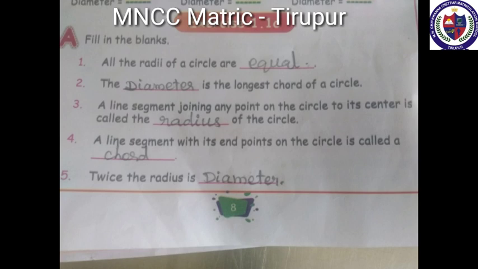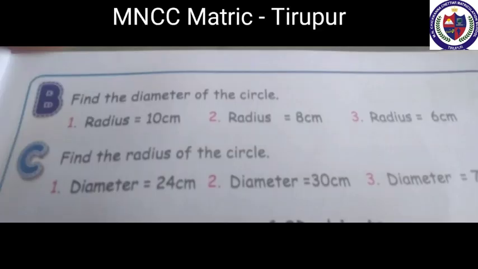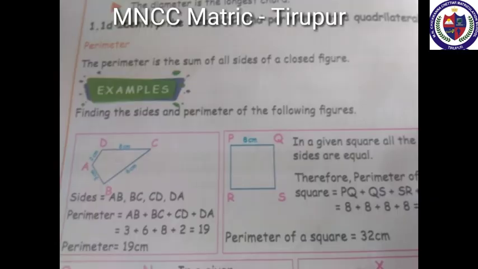Students, study the fill-ups. B and C, find the diameter of a circle and find the radius of the circle. Do it yourself. Next, perimeter. What is perimeter? The perimeter is the sum of all the sides of a closed figure. Find the sides and perimeter of the following figures.